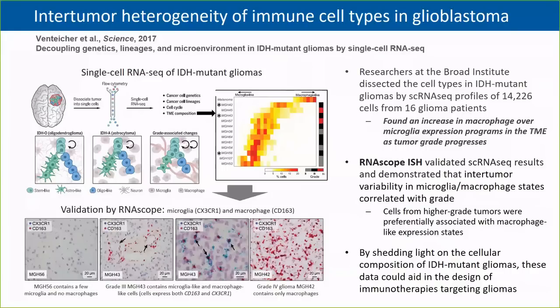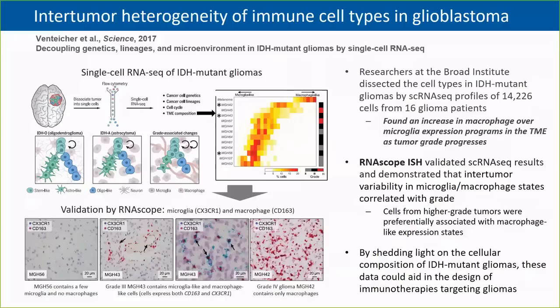RNAscope confirmed these results and demonstrated that intertumor variability in the microglia macrophage state correlated with tumor grade, showing that cells from higher grade tumors were preferentially associated with a macrophage-like expression state. So for instance here, the tumor MGH56 on the bottom left is a lower grade tumor and has few microglia and no macrophages, whereas tumor MGH42 on the far right is a grade 4 glioma and contains only macrophages.